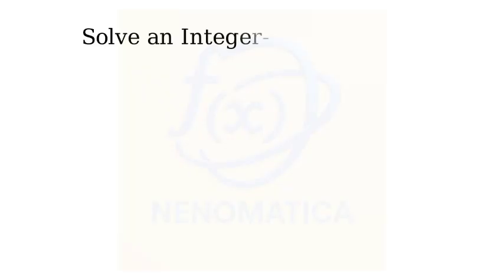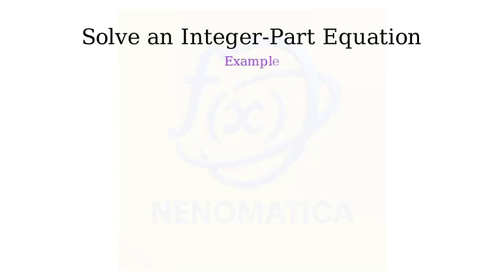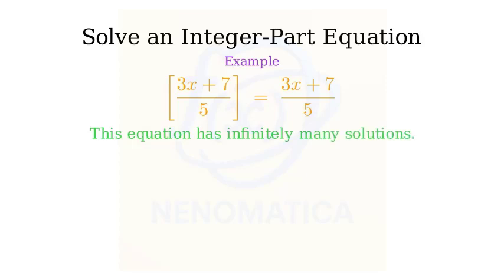In this example, we will solve an equation with an integer part bracket. First, look at the problem as written. Our goal is to find all real values of x that satisfy the equation. We will see the equation has infinitely many solutions, expressed by an integer parameter.